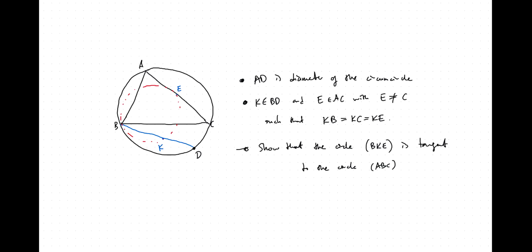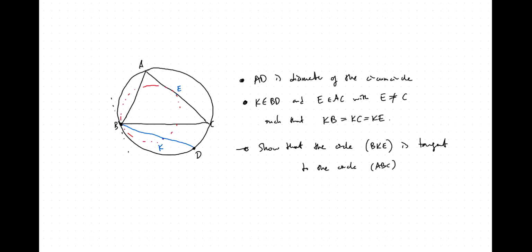But here, the point B is already given. So how can we prove that they are tangent at this point? Two circles being tangent at this point means they are tangent to the same line. So there is a unique line which is tangent, which makes a unique angle with the line BC or unique angle with any other line. So what we really want to show is that the circle BKE is also tangent to the same line. So it's one of these circles.